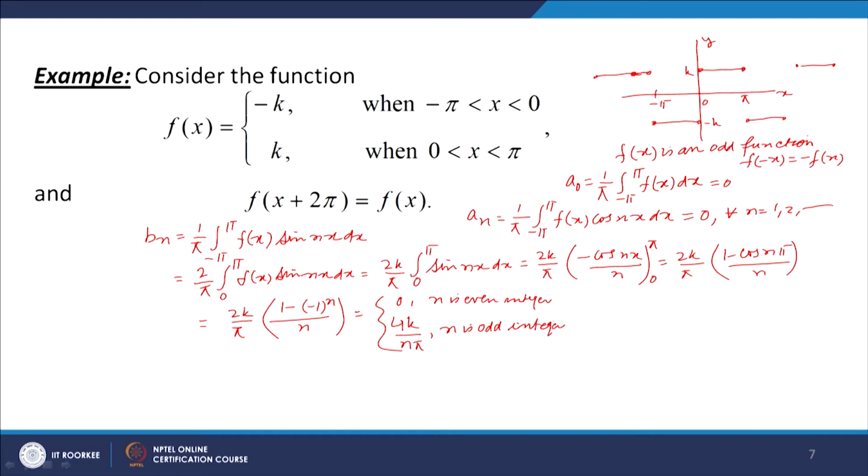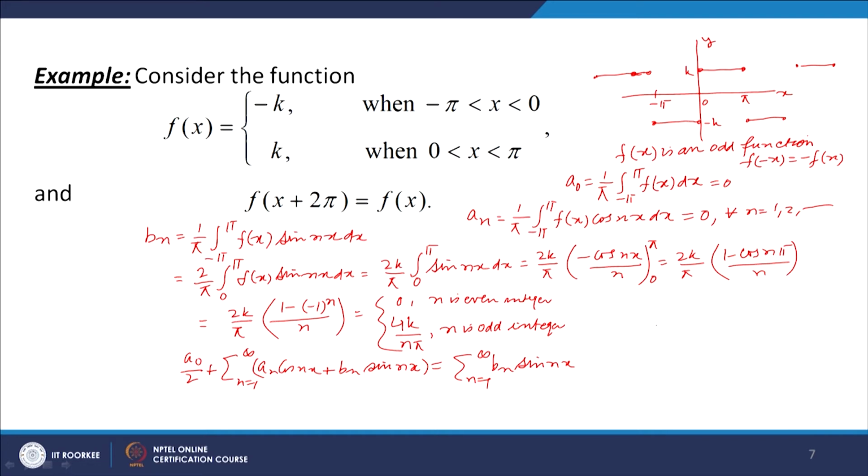Okay. So, we can write now the Fourier series for the function f. Fourier series is a naught by 2 plus sigma n equal to 1 to infinity a n cos n x plus b n sin n x. So, this is given by a naught is 0, a n's are zeros. So, sigma n equal to 1 to infinity b n sin n x. b n is equal to 4k over n pi when n is odd integer.